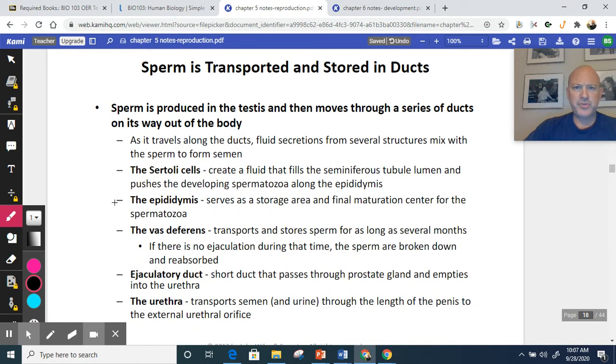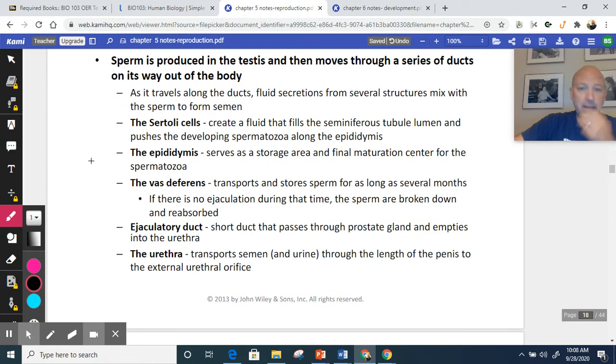Okay, so the sperm cells are being produced. Now they have to move through the lumen of these ducts until they are out of the body. All right, so the Sertoli cells inside the seminiferous tubules are creating fluids that fill the seminiferous tubule lumen and help to push the spermatocytes along to the epididymis. The epididymis, these are structures that sit on top of the testes. And what they're doing is providing a storage area where these spermatids will sit until they are fully mature. All right. Once they're mature enough to leave, they exit through the vas deferens.